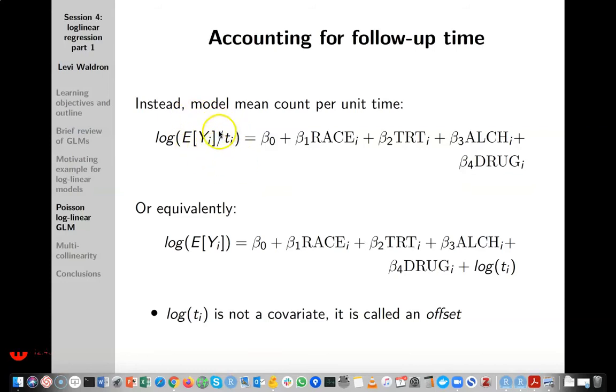It's just simply dividing the expected value by time, and it's equivalent to this just through your algebra of bringing out this log of t and then adding it to the other side so that it ends up on the right. So this term on the right hand side here looks like a covariate like race, treatment, alcohol, and drug, but it's not. It's called an offset, and it differs from these in that it does not have a beta. There's no coefficient for it. So this is called an offset term, and it's a common feature in count models and in log linear models.